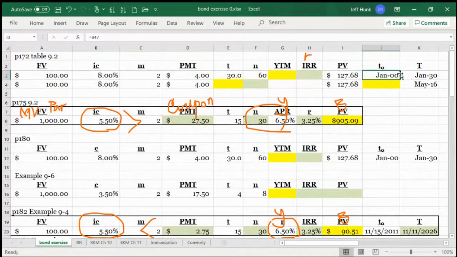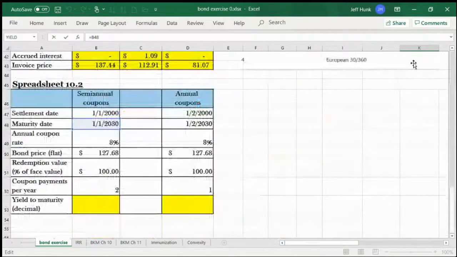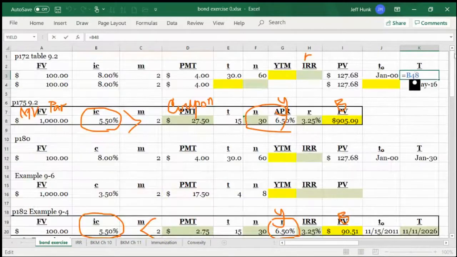You will see what's in B48 right there, okay? So that's why time is 30 years, and you know, if you're starting from January 2000, and end in January 2030, and of course that's 30 years, right?